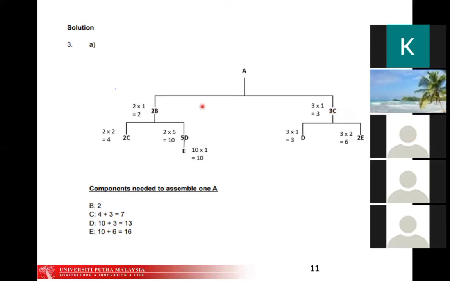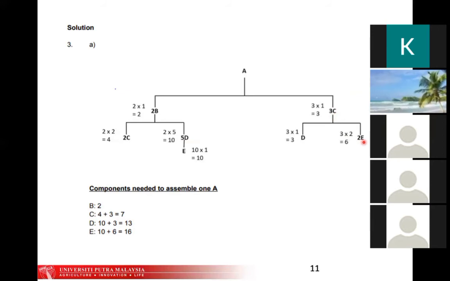To produce 2Bs, you will need 2 Cs and 5 Ds. And from that 5D, you will need 1E. However, for 3 Cs, you will need 1D and 2E to complete.